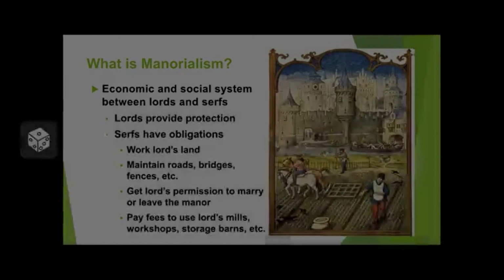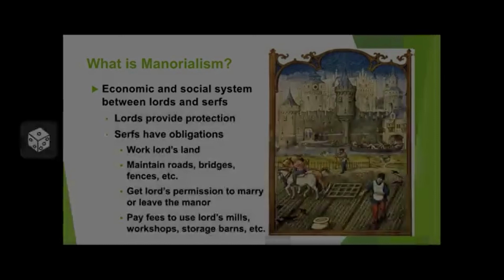If they want to leave the manor, leave the land and go get married, they actually have to get the lord's permission in most cases to do that. And if they run away, the lord has the right to track them down and force them to come back to the land and work. So this is what the lord gets out of it. He has these serfs, these peasants that are tied to the land. They're going to work for him. And that's how he's going to be able to support his household, because he's going to get a cut of the produce that's being grown on his land.